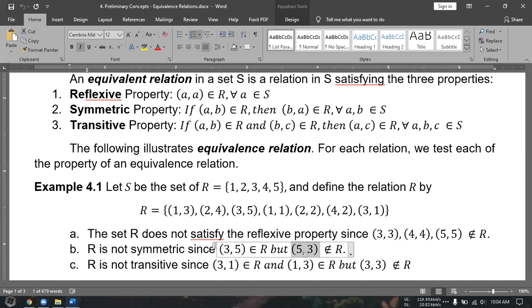And the third one, R is not transitive since 3 is related to 1 and 1 is related to 3. We can say that 3 is related to 3, but then again, there is no element (3, 3) in R, by transitivity. Or all in all, we cannot say that this relation is equivalent. This relation is not equivalent.